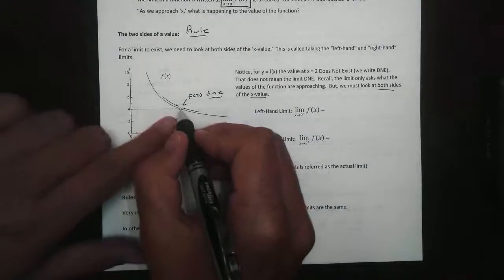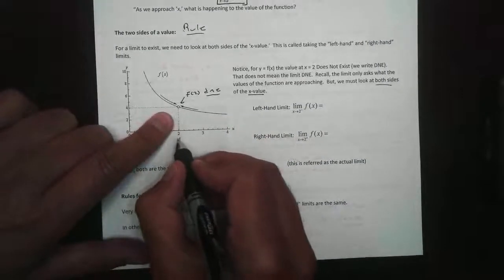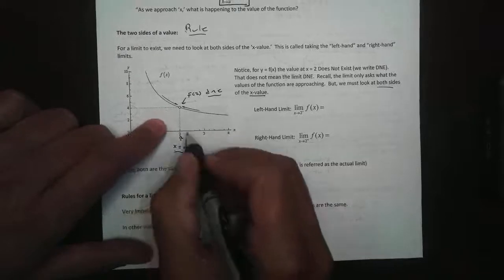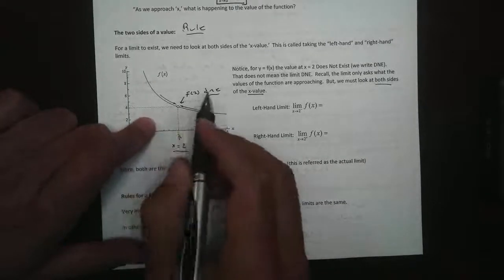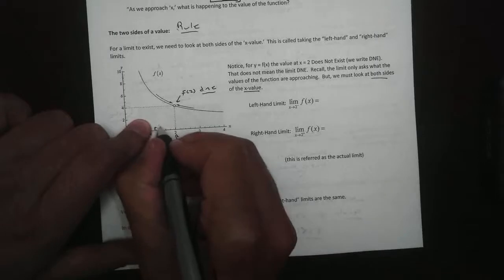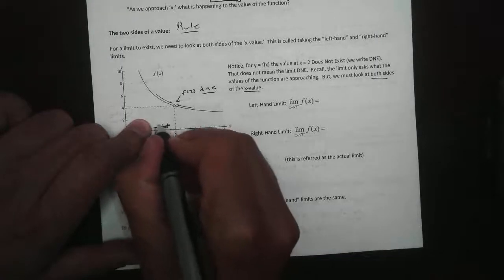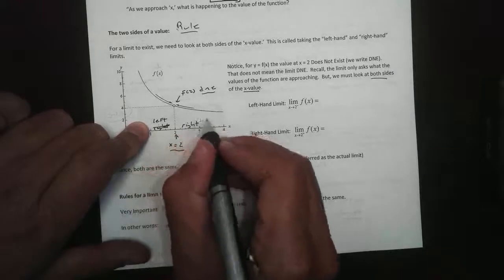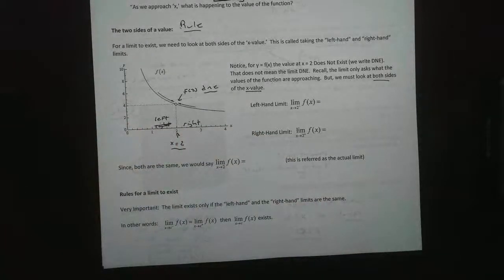So if I look over here, here's my x value. There's my limit that I'm looking for, x equals 2. I have to look at the left side of that limit, and I have to look at the right side of that limit. And I have to find out what's happening to the function. What are both sides approaching?